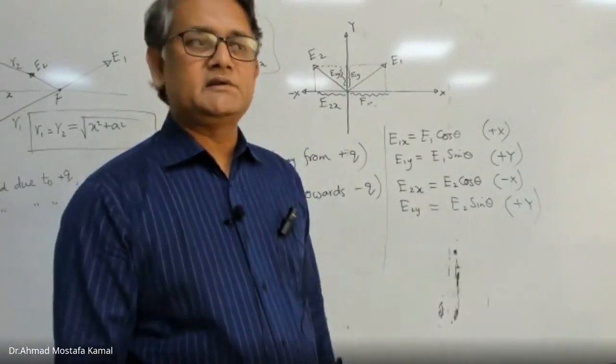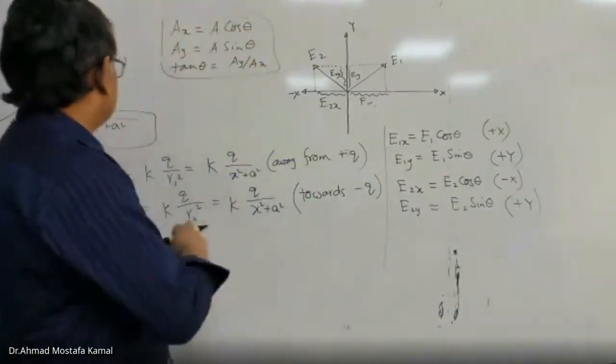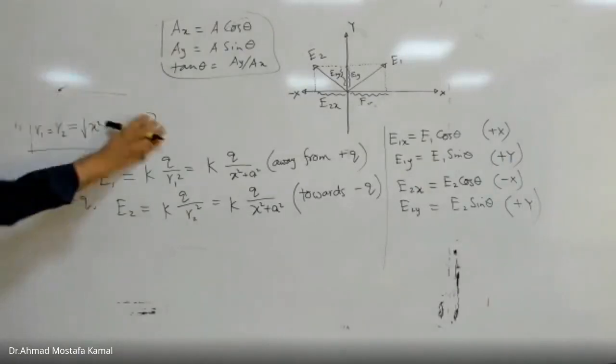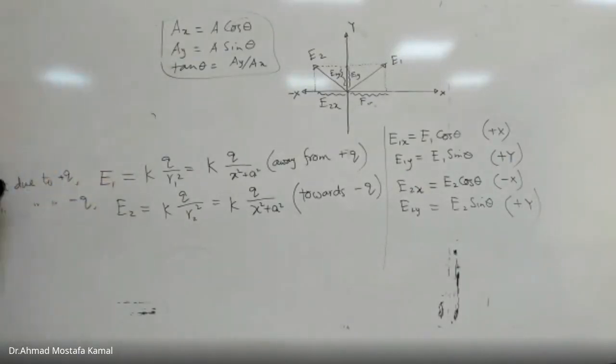So they will cancel each other. That should be written. Let me write down here. Let me erase this one, and let me write down this result. You don't have to calculate at all because it is seen that e1x, can you see?